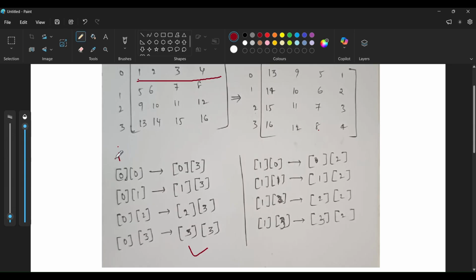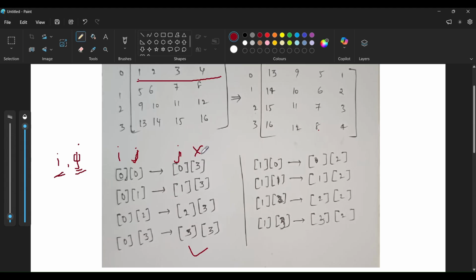For the row I am using i, and for the column I am using j. Sorry, i means the row, j means the column. Here the column is becoming the row. Clearly we can observe 0 1 2 3, 0 1 2 3. Here we can clearly find that the column is becoming the row of the rotated matrix, and we need to find this.